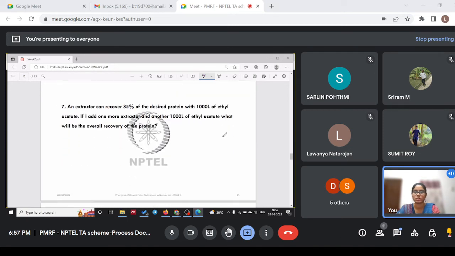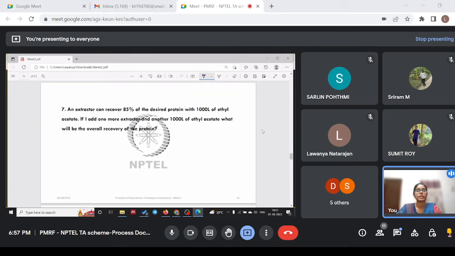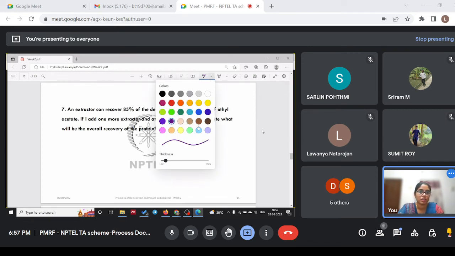An extractor can recover 85% of the desired protein with 1000 liter of ethyl acetate. If I add one more extractor and another 1000 liter of ethyl acetate, what will be the overall recovery of the protein? As usual, take 2 to 3 minutes to go over this problem. Meanwhile, I'm going to be drawing the schematic of this for a better understanding. You can just ignore me and go on with your answering.